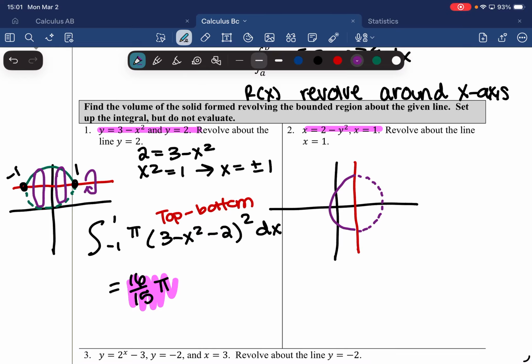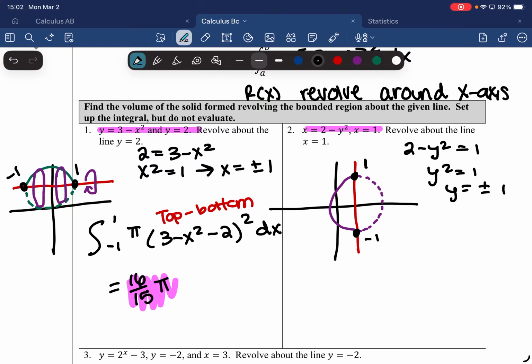Which means I need to find these intersections here. And I'll do that again by the same method, setting the two equations equal to each other. So I have 2 minus y squared is equal to 1. Subtract 2 over, divide by negative 1. I have y squared is equal to 1, which is y is equal to plus or minus 1. So I have positive 1, negative 1. These are my bounds for my integration.